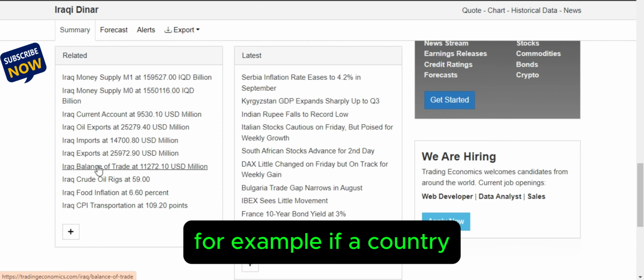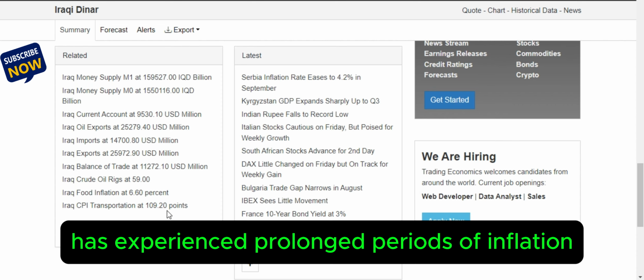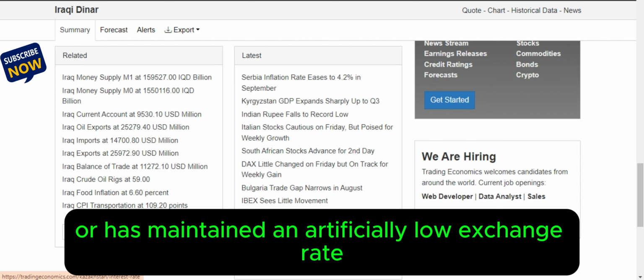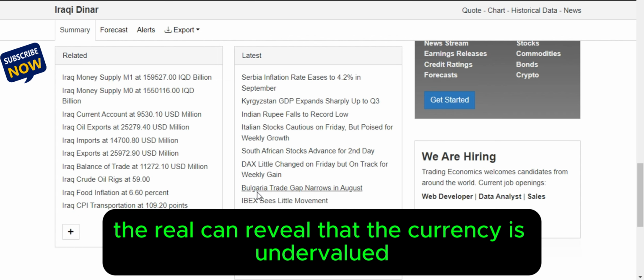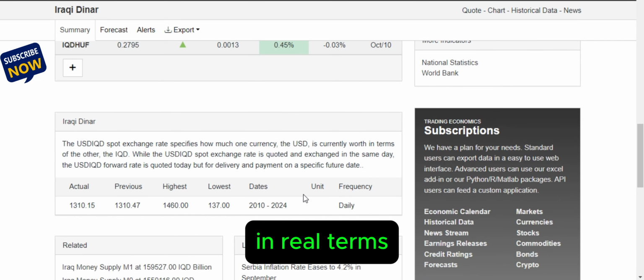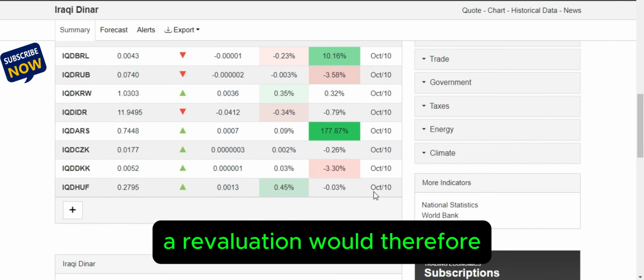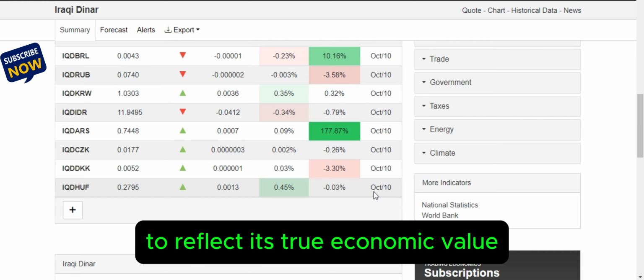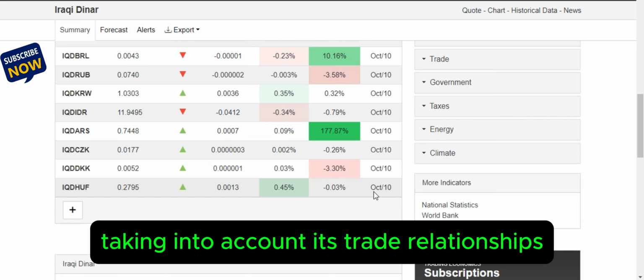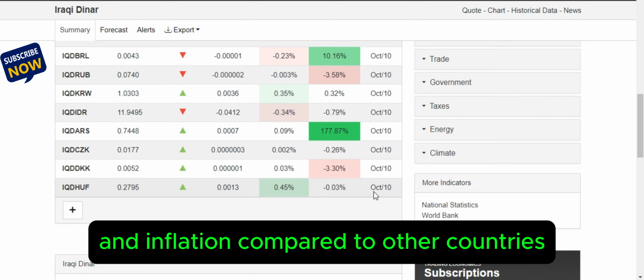For example, if a country has experienced prolonged periods of inflation or has maintained an artificially low exchange rate, the REER can reveal that the currency is undervalued in real terms. A revaluation would, therefore, adjust the currency upwards to reflect its true economic value, taking into account its trade relationships and inflation compared to other countries.